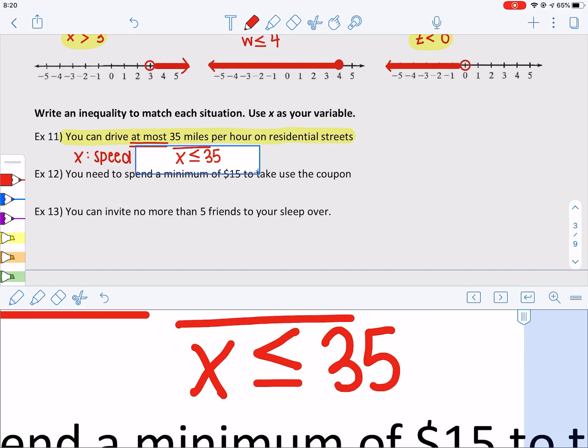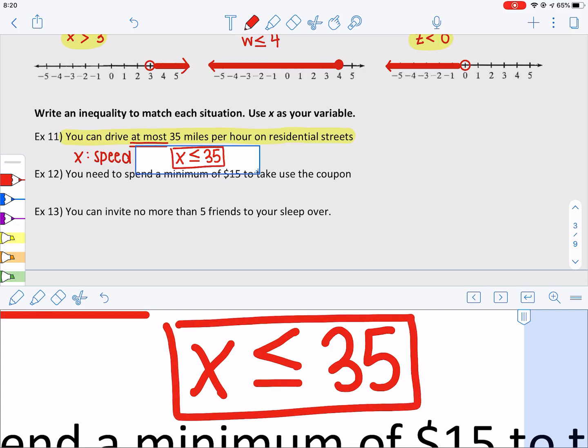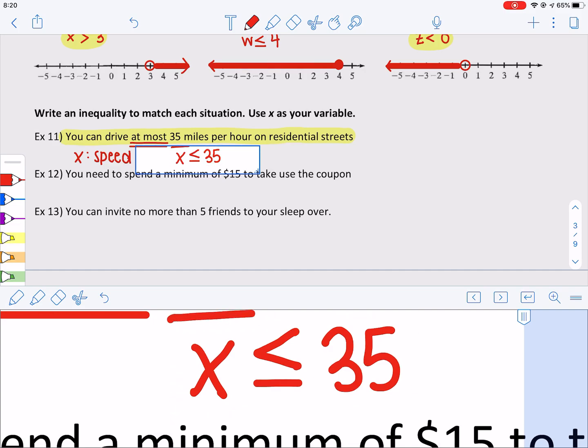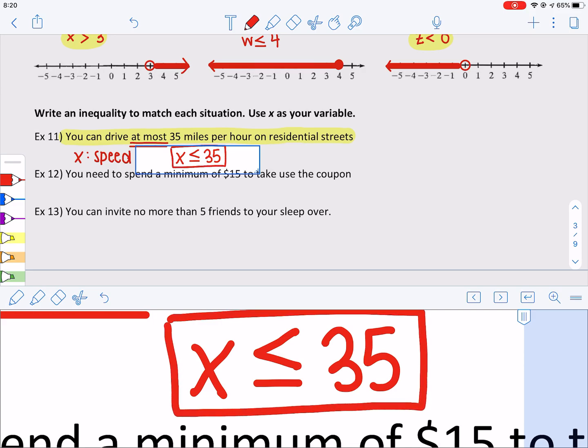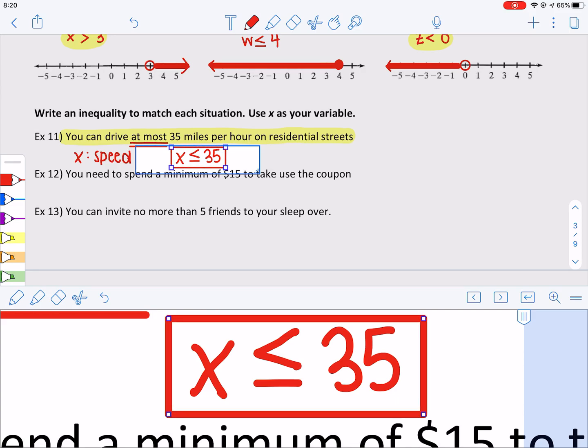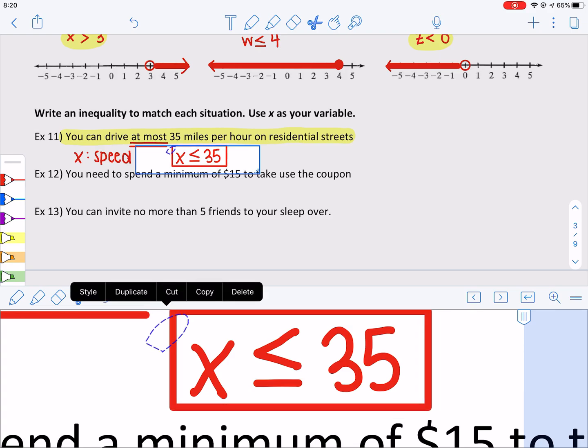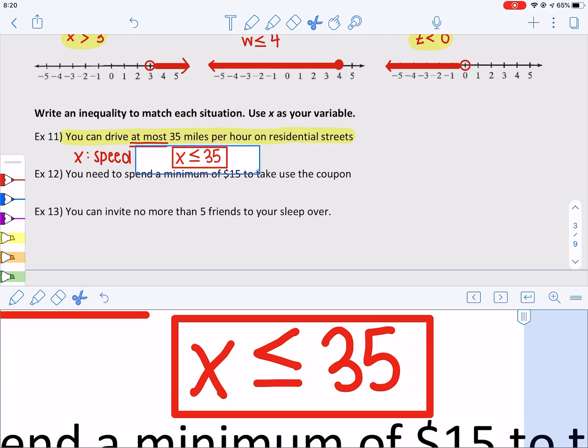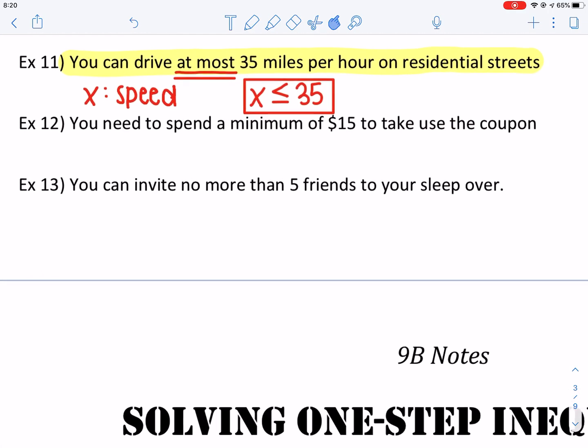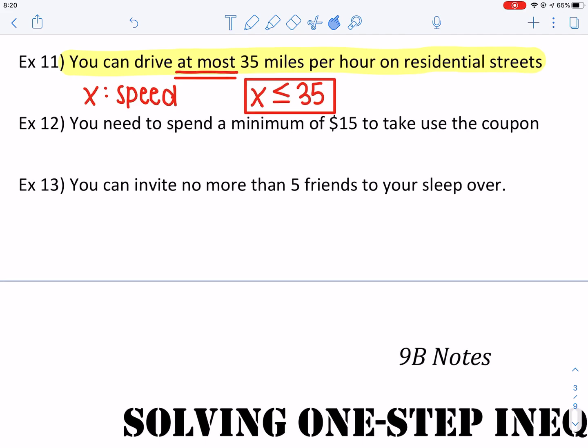So if you can drive at most 35 miles per hour, again, I just like to think of it: could it be equal to 35? Could it be less than 35? And could it be more than 35? Okay, you can drive equal to the speed limit, that's fine. You can drive less than the speed limit, that's okay, but you can't drive more than the speed limit. All right, let's try our next one.